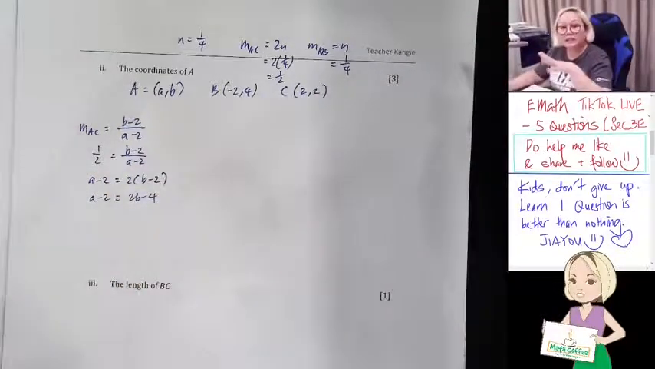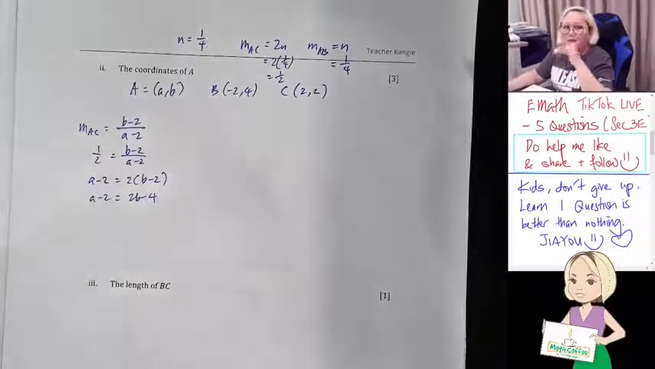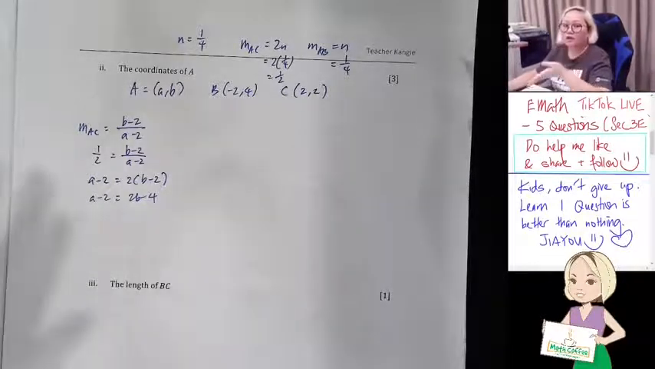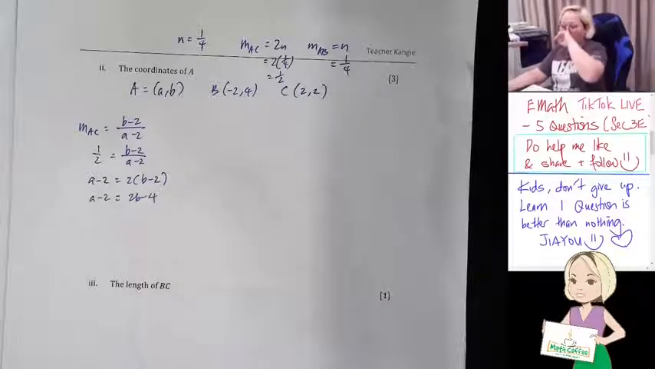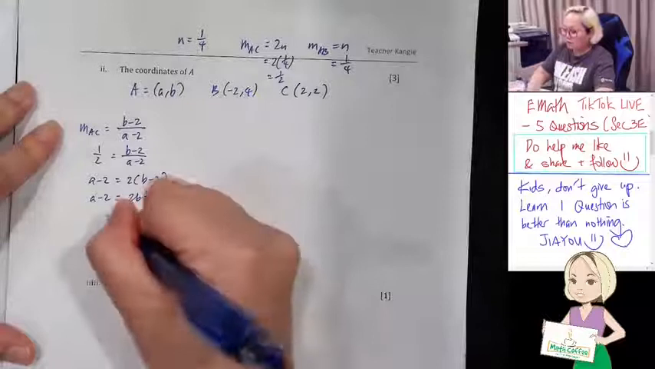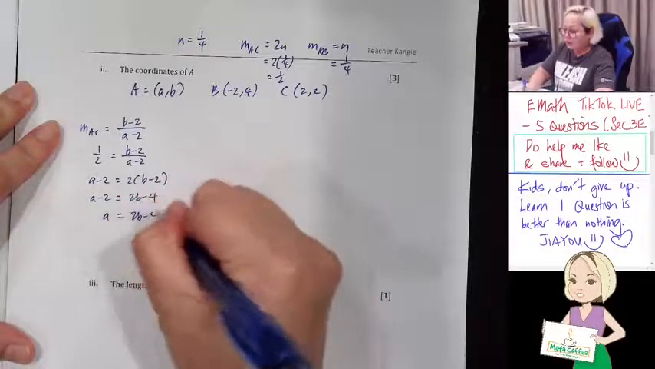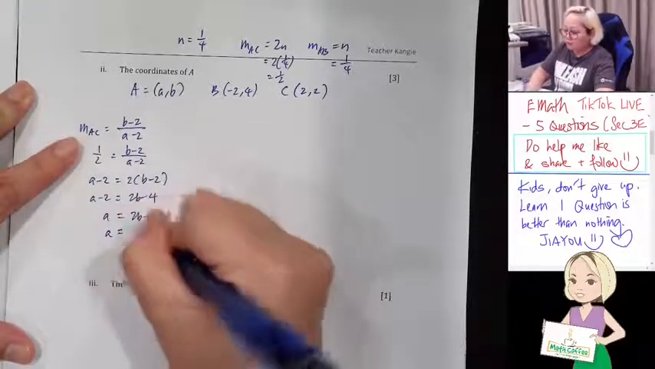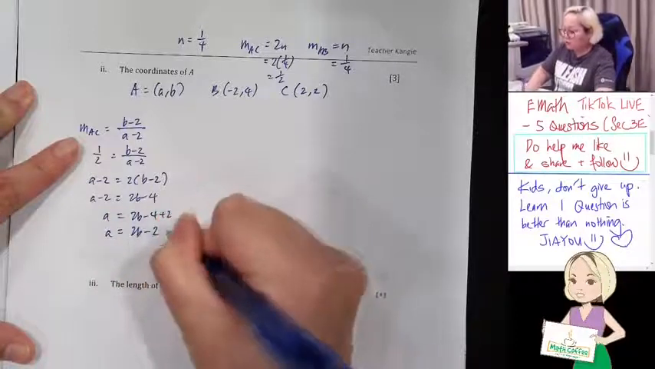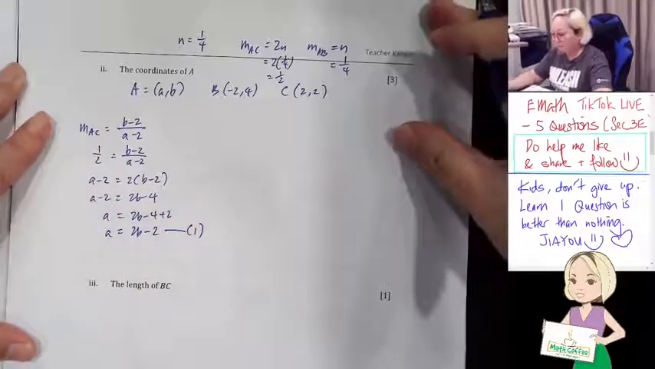So since it's a simultaneous, I'm going to either make A the subject or B the subject. Of course for this one, making A the subject is wiser because it's 1A. If I make B the subject, I will have over 2 later, which is not advisable. You still can get the answer, but to deal with fractions is more risky. So A will be equal to 2B minus 4 plus 2. A equals 2B minus 2. So this is my equation 1.